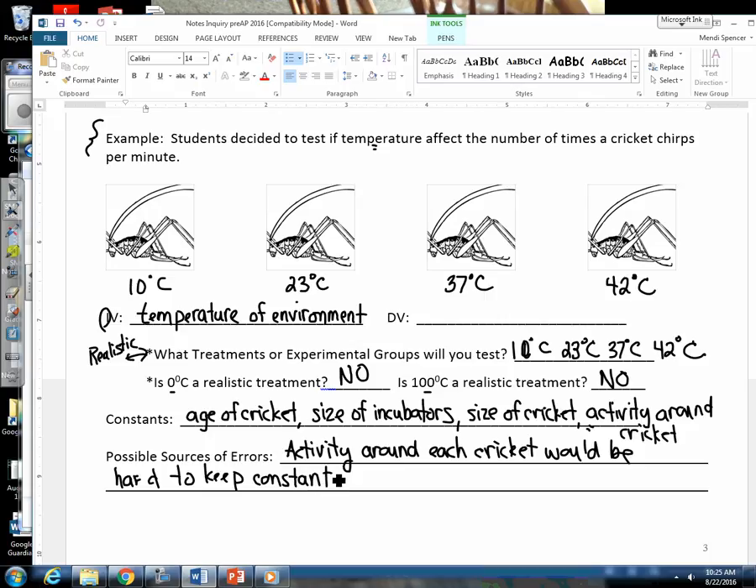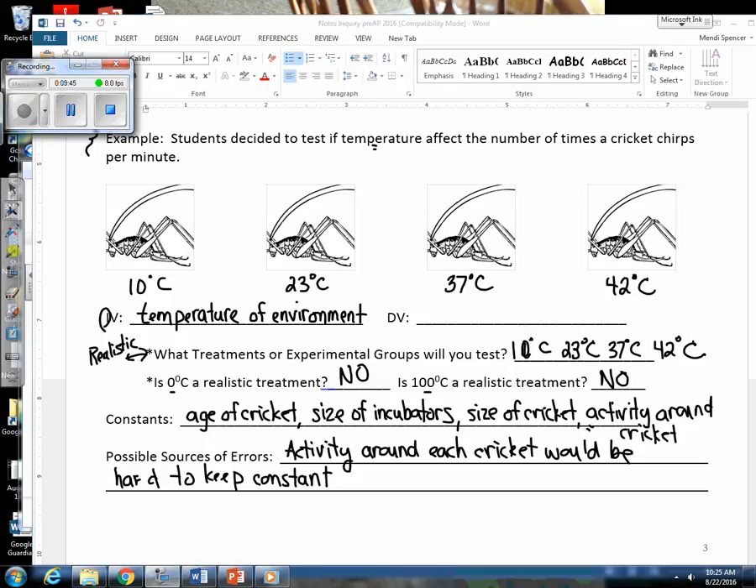If you just write the constant over again, activity around the cricket, then I'm going to mark through it and I'm going to have you add more because that doesn't really explain why that's an error because I know the activity around the cricket should be the same. So again, you have to put would be hard to keep constant to indicate why that is an error. Something else that would be hard to keep constant would be the age of the crickets unless you actually raise the crickets from the time that they hatched out. You probably are going to go to a pet store and buy crickets. So it'd be hard for you to keep specifically the age of each cricket the same.